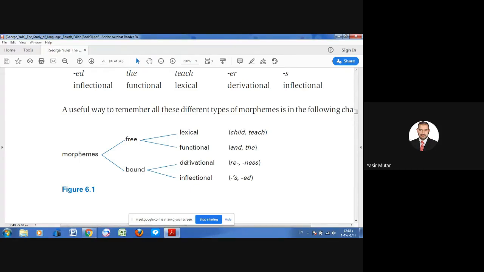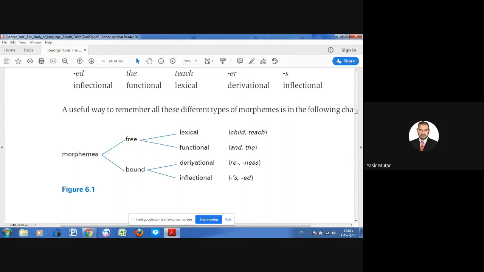What about bound morphemes? They cannot stand by themselves. For example, ed. There's no meaning for ed or er or just s in the language. So bound morphemes are also subclassified into derivational morphemes and inflectional morphemes.